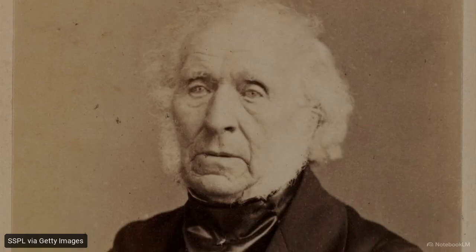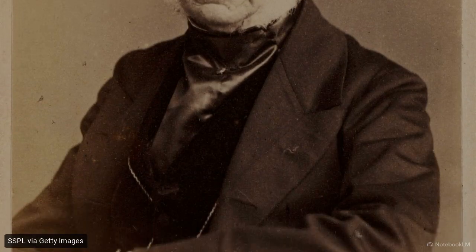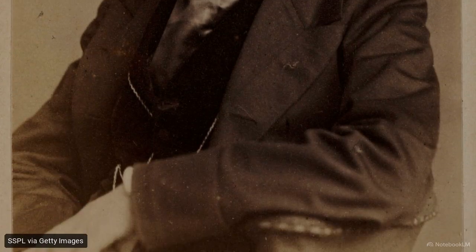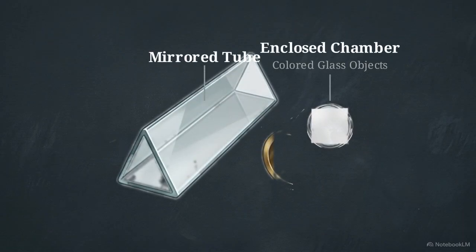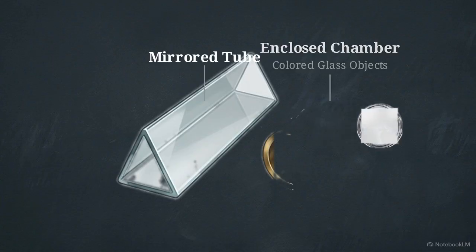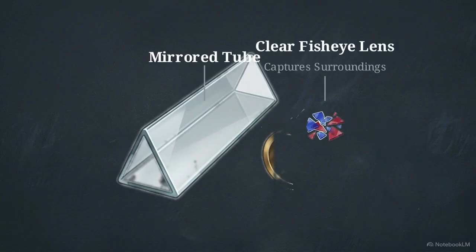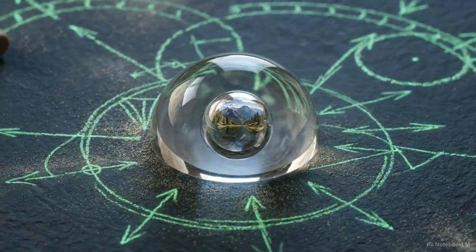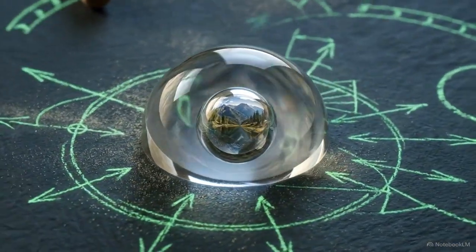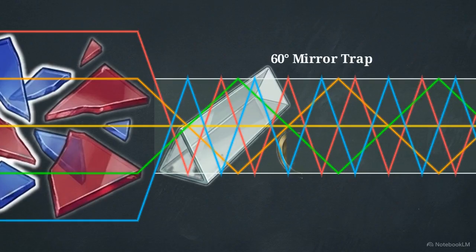The physicist David Brewster codified these principles in 1816. Decades later, designers evolved his concept into a device called the telescope. A telescope removes the enclosed chamber of colored glass entirely. Instead, the end of the mirrored tube is left open and capped with a clear fisheye lens. This convex lens captures a wide field of view and compresses the external world into a dense focal point, feeding the ambient light directly into the same 60-degree mirror trap.